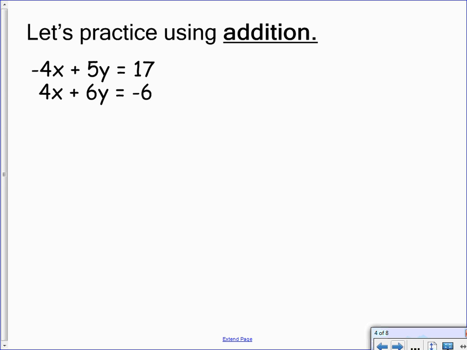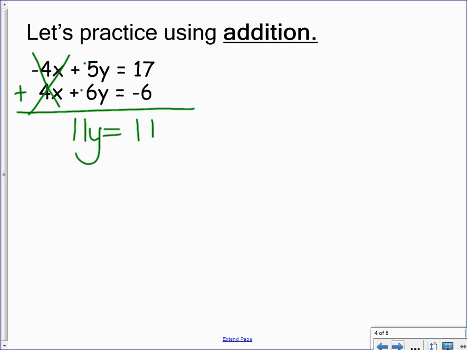The opposite of 4x plus 5y equals 17. 4x plus 6y equals negative 6. Are our coefficients opposite in either of those? X. So we're ready to add. Those are going to cancel or eliminate. 5 plus 6 is 11y equals 17 plus negative 6 is 11. Y equals 1.